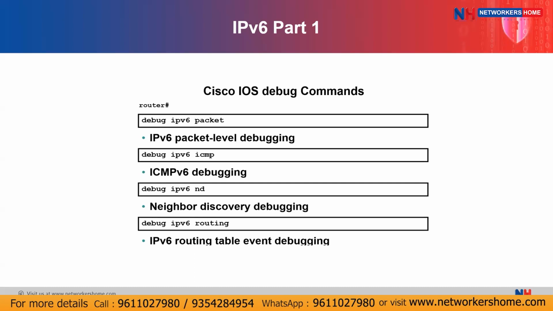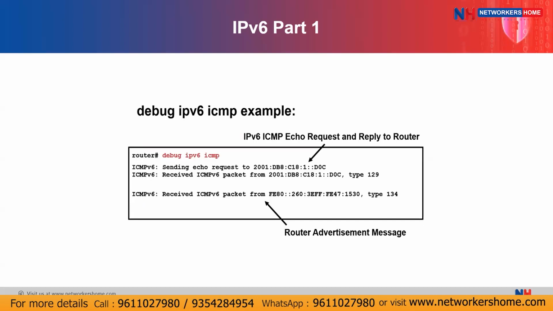And debug ipv6 packet: we apply this command to find out what states we have under the IP version 6 neighbor discovery mechanism, and what the first work performed by the router after assigning IPv6 addresses is, that is duplicate address detection. Debug ipv6 icmp: we will come to know all the ICMP echo parameters. Neighbor discovery: what steps it is going to follow. And debug ipv6 routing: which routing we have enabled, and it will provide us each and every piece of information. So here we have a debug ipv6 icmp example.